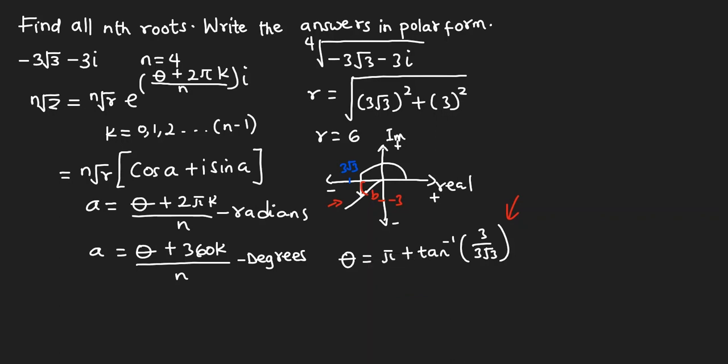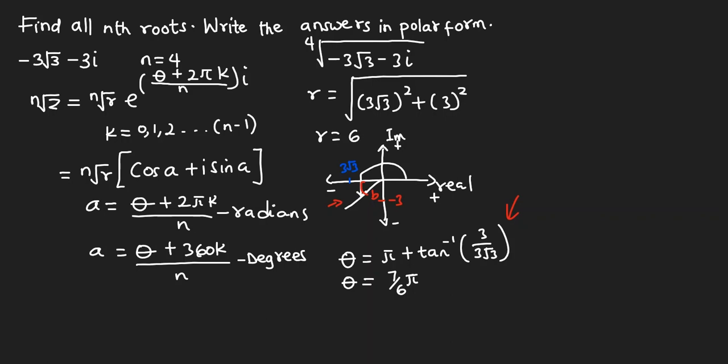So in finding our theta, we're going to get theta to be equal to 7 over 6 pi. Okay, so now we know our modulus r, which is 6, and then we know our argument theta, which is 7 over 6 pi. So now let's go ahead and find all the roots.